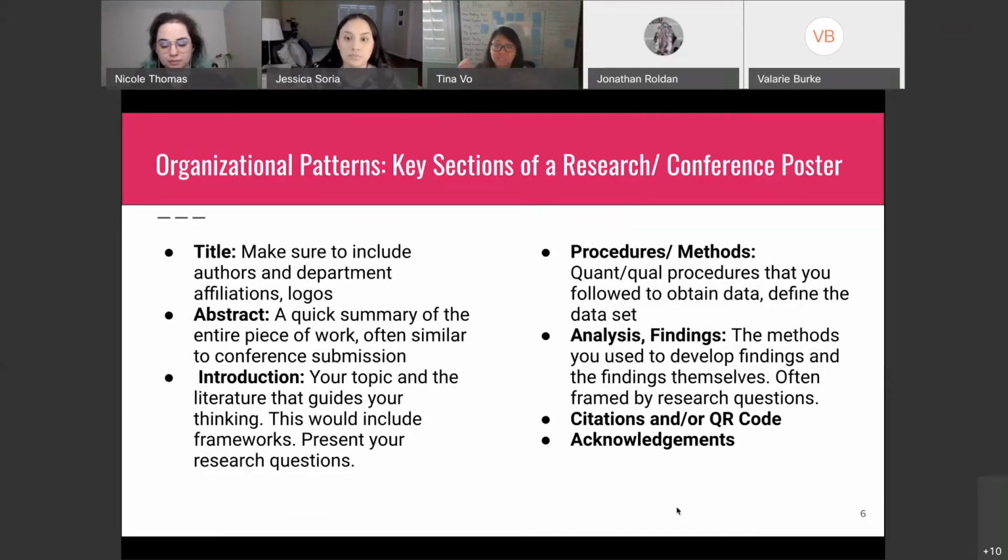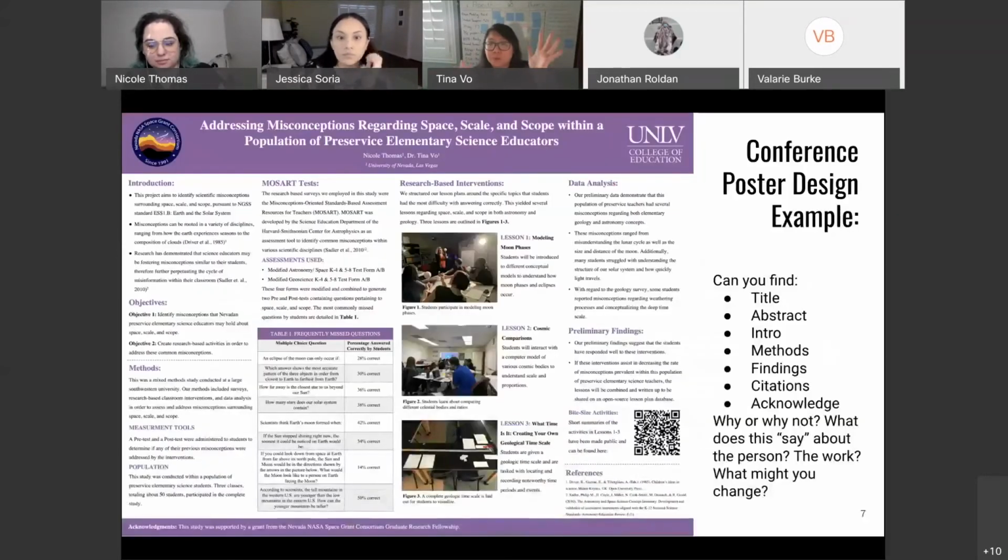Sometimes you don't do citations, you just do the QR code. I will make a note that if you list someone, so in the next slide you'll see an example of a poster that Nicole did. Everyone in that title, so Nicole and my names are listed on this poster. Everyone in that line should get to review and have say on your poster.